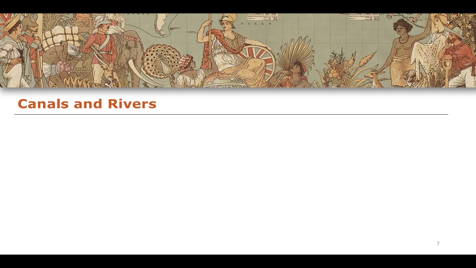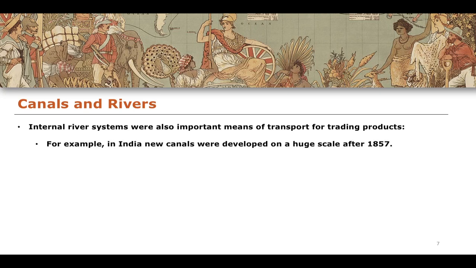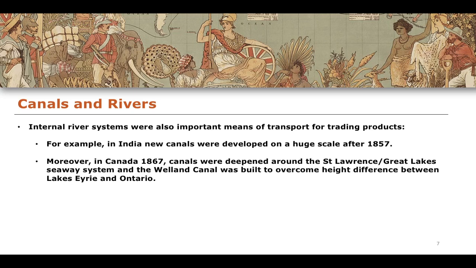In addition to this, canals and rivers became a very important part of imperial production and imperial development. The internal river systems in places like, for example, the African continent became an important means for transport of trading products. So India also grew in terms of new canals which were developed, especially after 1857 on a huge scale.